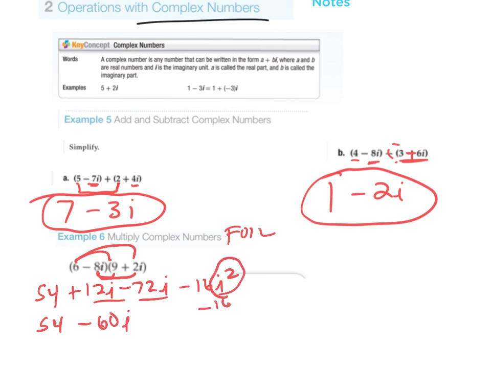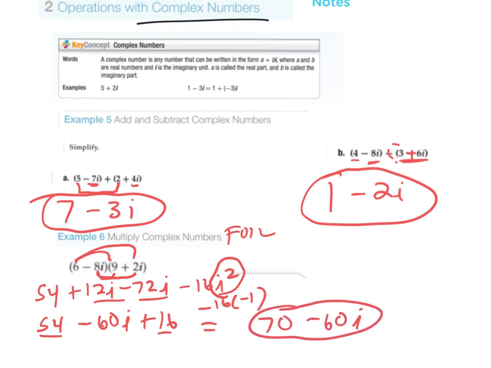So we have a negative 16 times a negative 1, which makes this a positive 16. Now, after I get rid of the i, I have a 54 and a 16 that are like terms. So we have to combine them, which gives me 70 minus 60i. And there's my answer after multiplying.